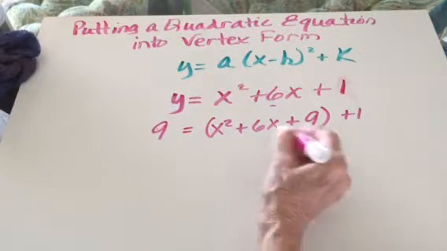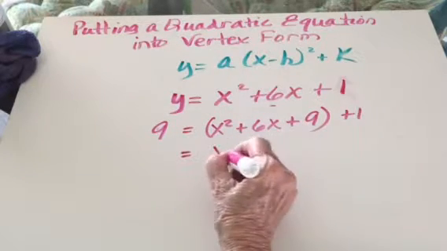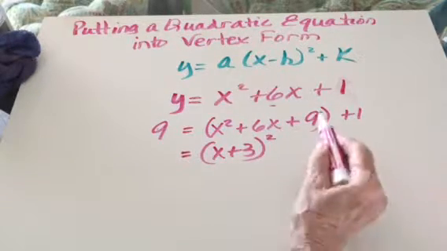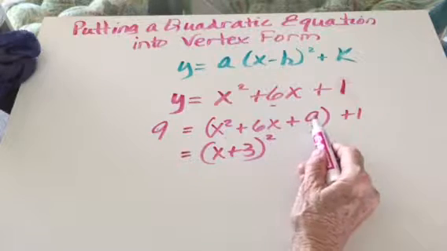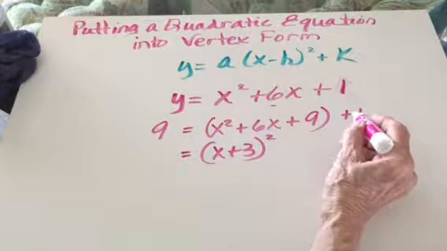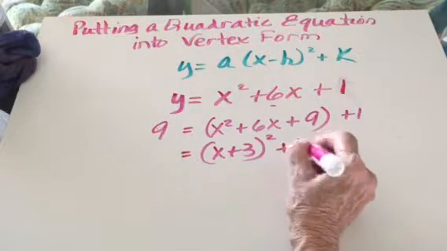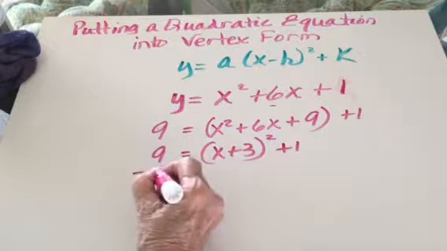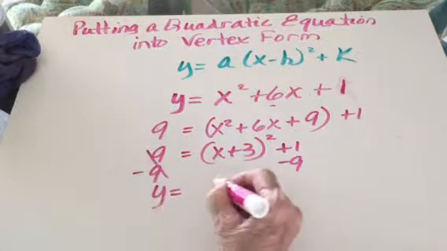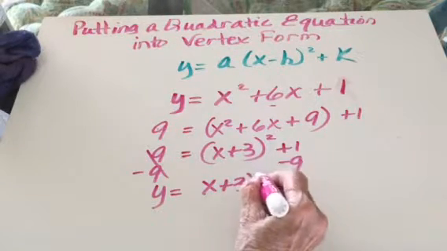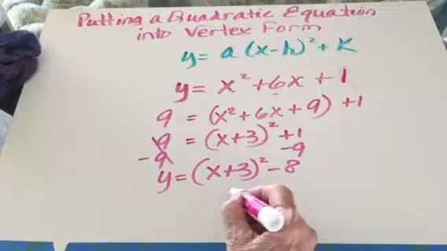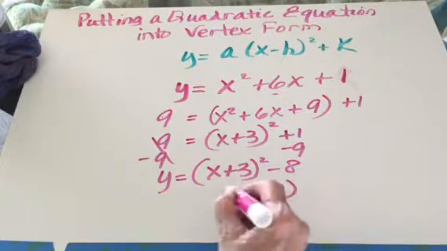All right, now I can say this. (x plus 3) quantity squared, that's how I factor that. What times what equals 9? Well, 3 times 3 is 9. And then 3 plus 3 adds up to 6. But then I've got this plus 1, and then I've got this 9 over here. So I'm going to bring the 9 over, so it's going to be minus 9. So now y is going to equal (x plus 3) quantity squared minus 8. All right, what's my vertex? Negative 3, negative 8. That's my vertex.